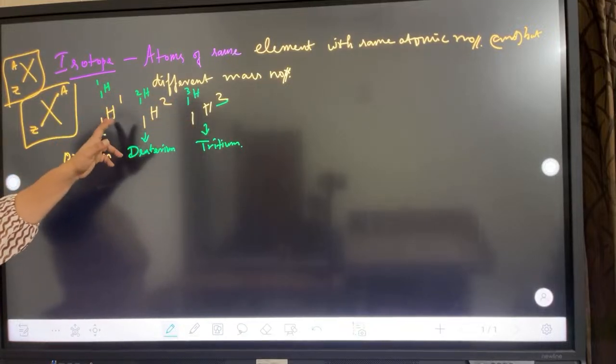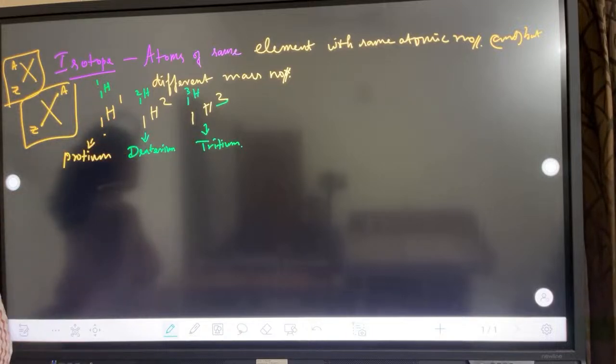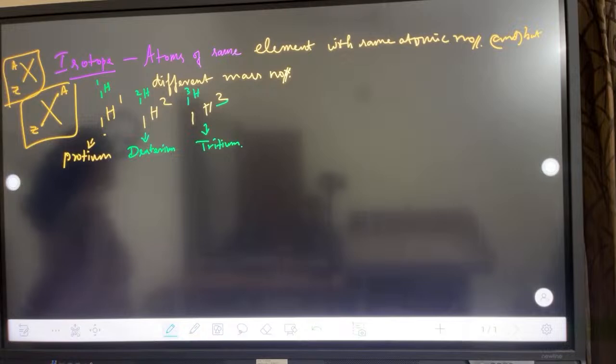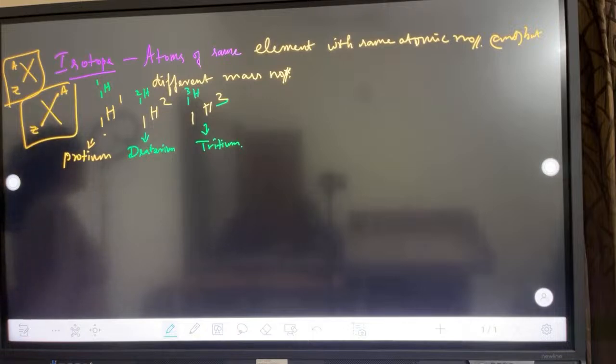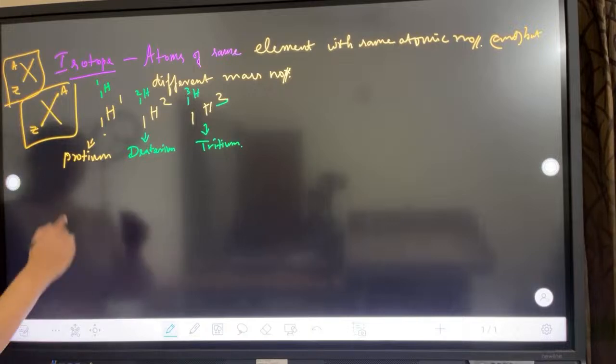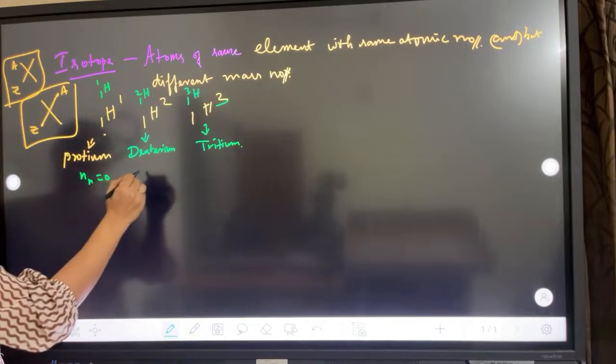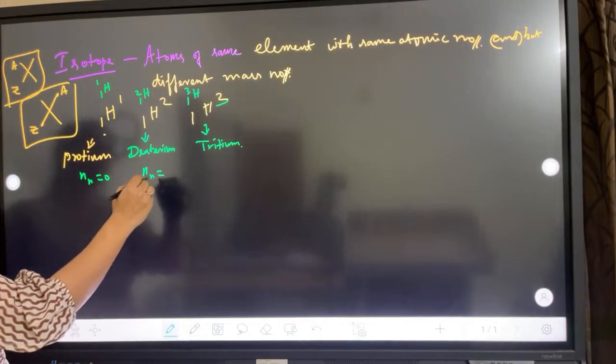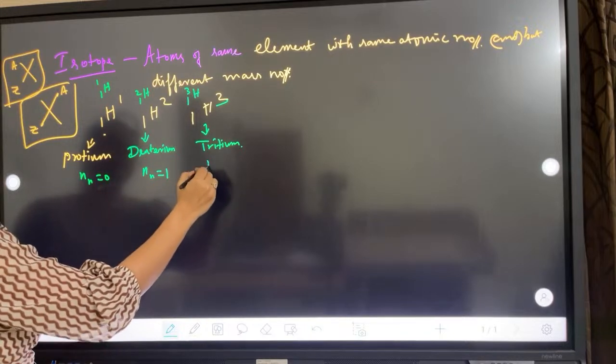So what is the number of neutrons in protium? How can we find the number of neutrons? A minus Z. What is the mass number for protium? 1. And the atomic number? 1. So what is the neutron number? It is 0. So what is it for deuterium? 1. What is it for tritium? 2.